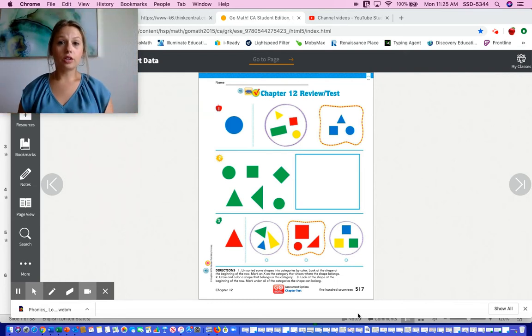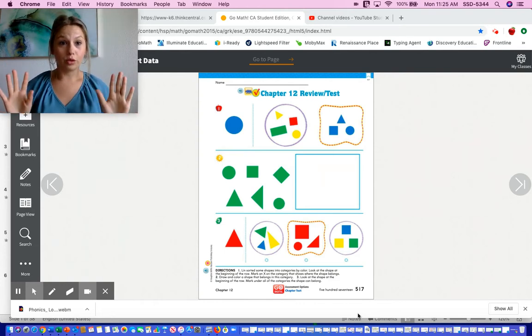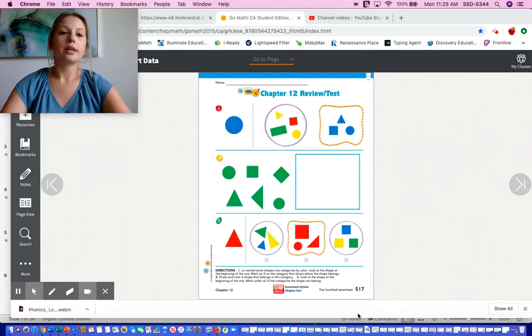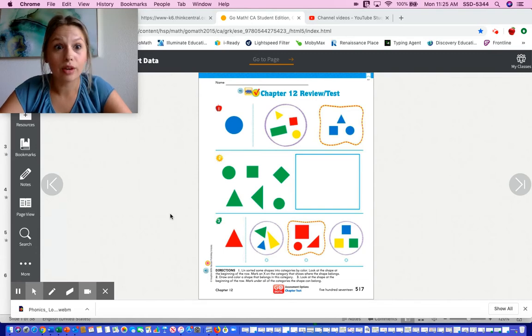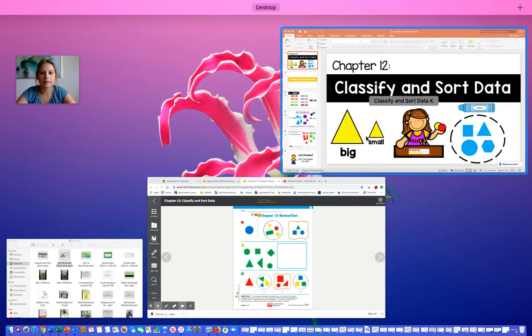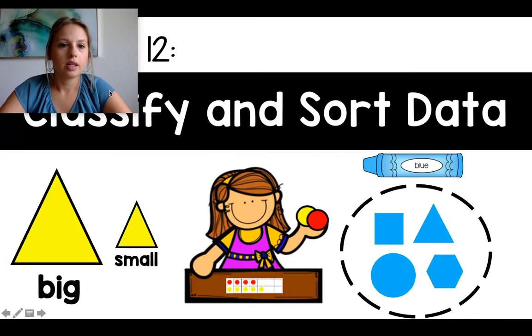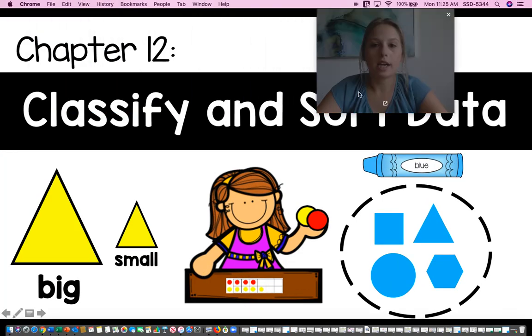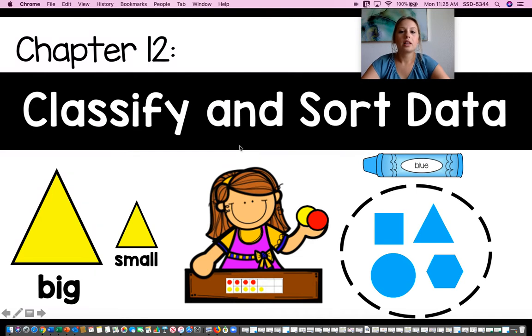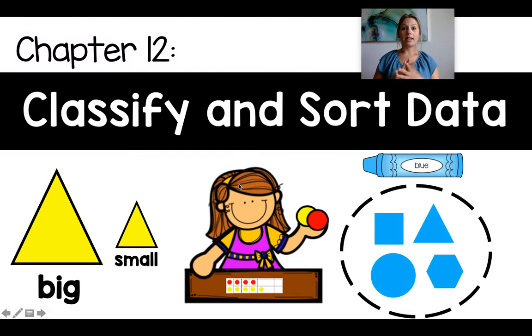We're not starting a new lesson, we're actually all done with chapter 12, so now we're doing the review test, which is just a review. So I'm gonna go over everything we've learned and then we'll practice together. Here we go. For chapter 12, we've learned how to classify and sort data, and we classify it by size, color, and shape, and then we sort it into a graph.